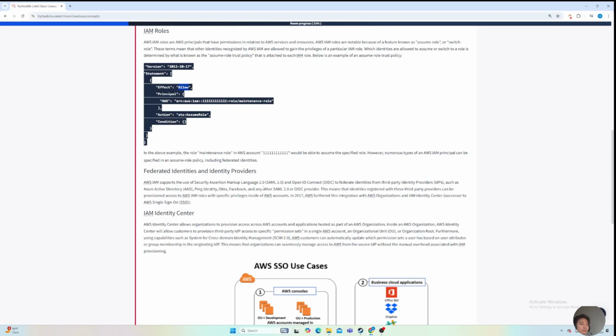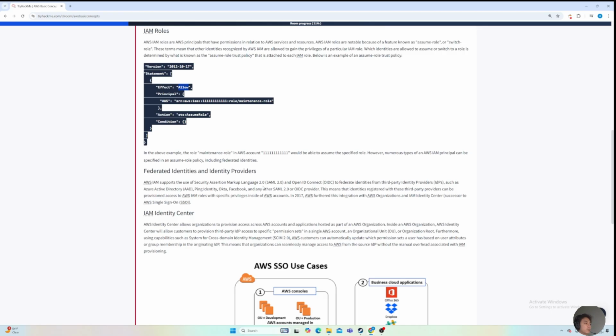In 2017, AWS furthered this integration with AWS Organizations and IAM Identity Center, successor to AWS Single Sign-On. IAM Identity Center. AWS Identity Center allows organizations to provision access across AWS accounts and applications hosted as a part of the AWS organization. Inside an AWS organization, AWS Identity Center will allow customers to provision third-party IDP access to specific permission sets in a single AWS account, an organizational unit, or an organization root.